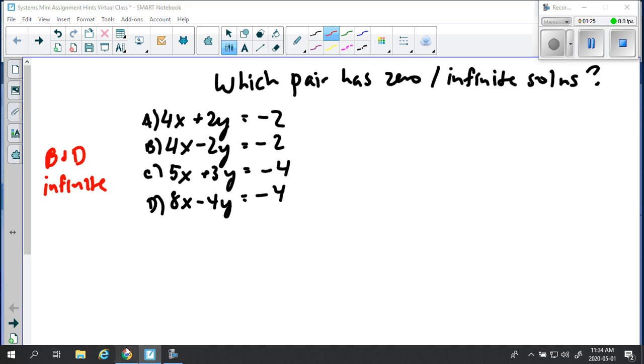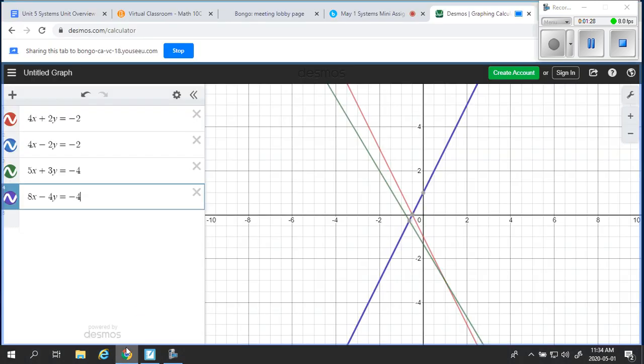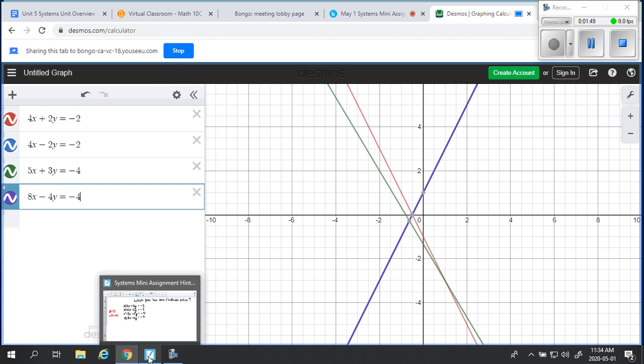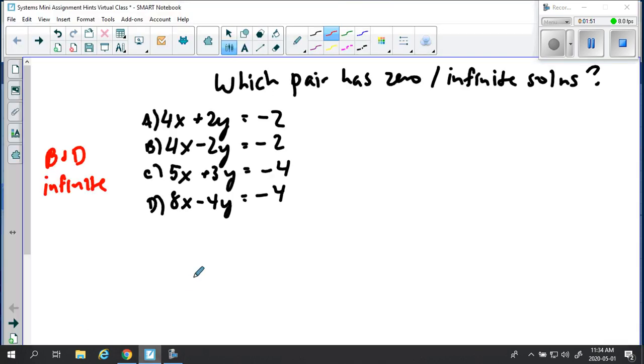If we go back to Desmos, we can see that there are no lines that are parallel. I think I did not properly do this example. I didn't make it up properly. And I did not come up with any pairs that had parallel lines. Okay, so the green and the red are close to parallel, but I do not see a pair of parallel lines here at all. So what we would do is go back here and we would say there are no pairs that have 0 solutions.